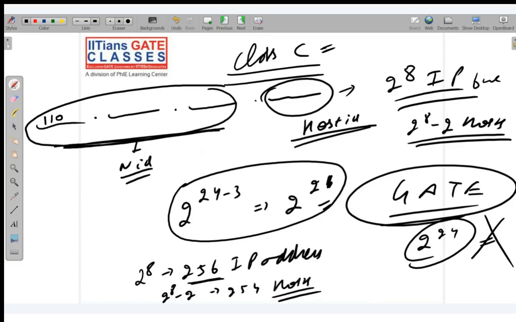So approximately how many organizations? 1 million is approximately 2 power 20, as I have told you. So 2 power 21 means 2 million. So approximately 2 million organizations can have class C IP addresses. A million is 10 lakh, so 20 lakh organizations, approximately.